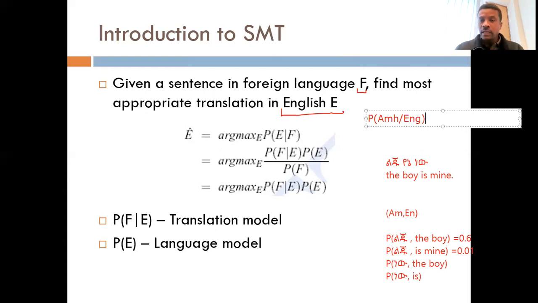So if it is at a word level, then what is the probability of, let's say, an Amharic word, when the English word is, let's say, chair? What is the probability that the English word chair is translated as this word? Mind you, this is a conditional probability, which means what is the probability that the word is this one, given that the English equivalent, or the English term, is chair. And if it is ambiguous, then we have another one.